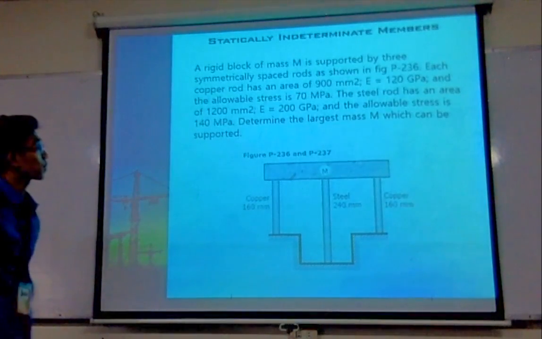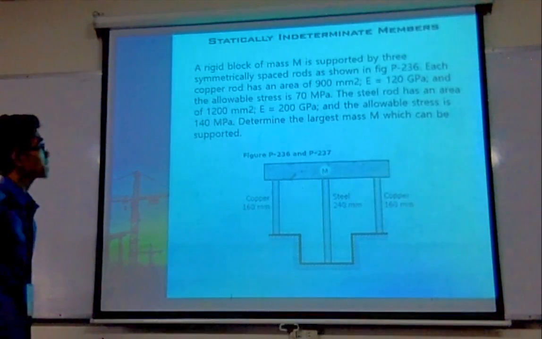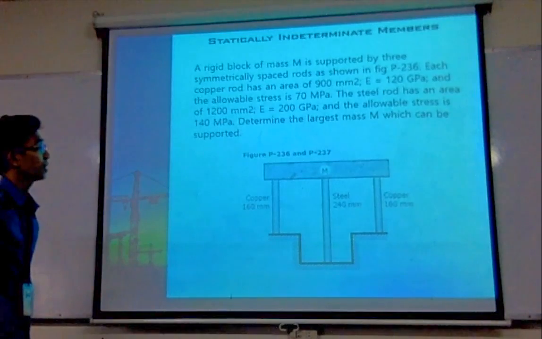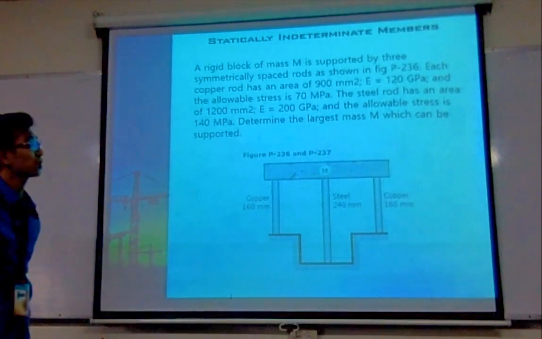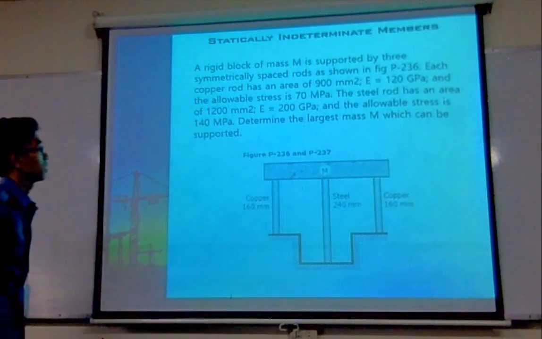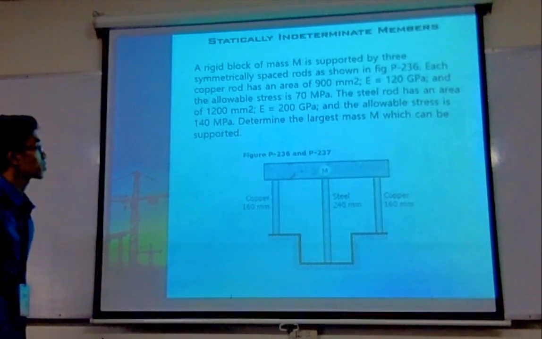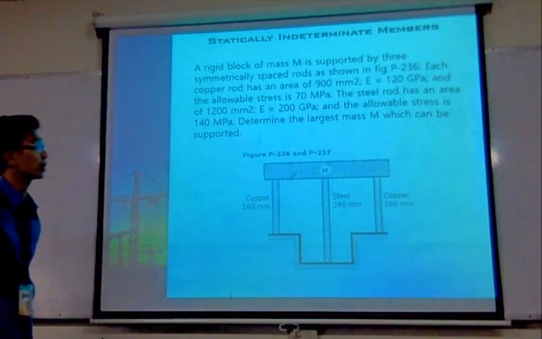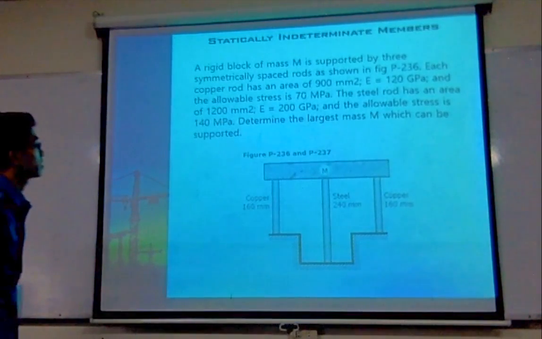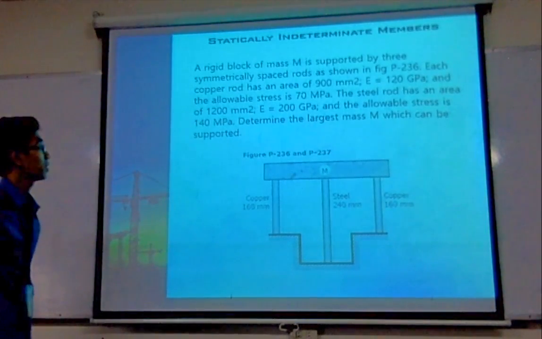For our first problem, a rigid block of mass M is supported by three symmetrically spaced rods as shown below. Each copper rod has an area of 900 square millimeters, an elasticity of 120 gigapascal, and an allowable stress of 70 megapascal. The steel rod has an area of 1,200 square millimeters, an elasticity of 200 gigapascal, and an allowable stress of 140 megapascal. Our goal is to determine the largest mass that the rods can support.